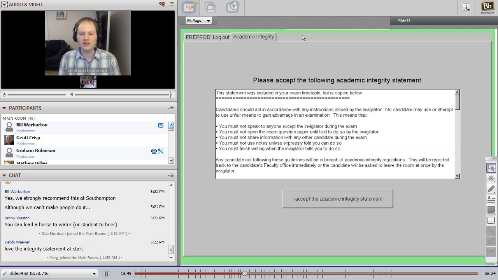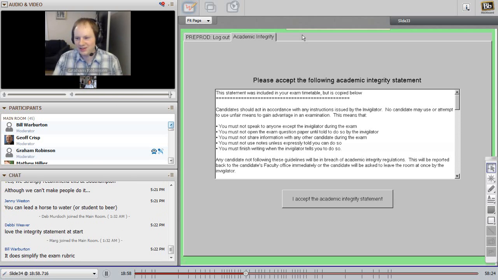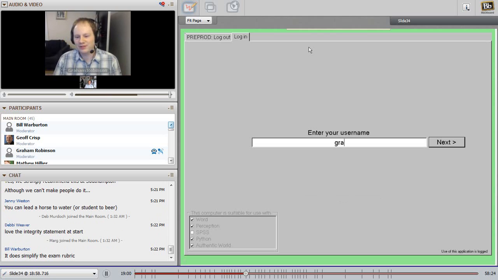So they accept the academic integrity statement. I mean, what are you going to do? You can log out, or you can accept the academic integrity statement. There's not too much you can do, and then we still need to know who they are. So at the moment they've logged in to this exam, they are completely anonymous. So they enter their username.